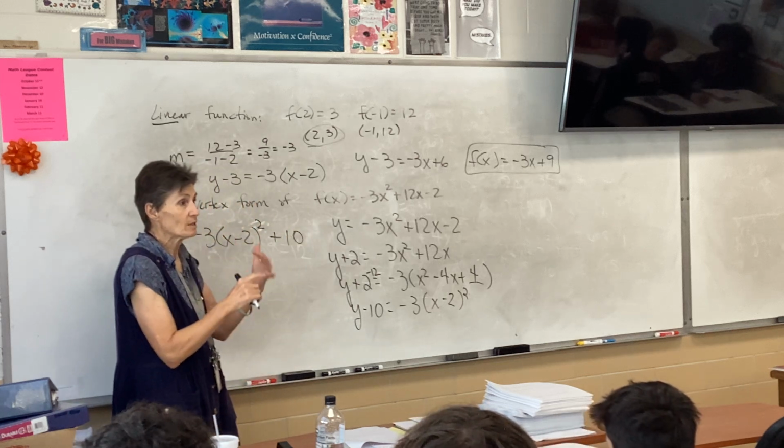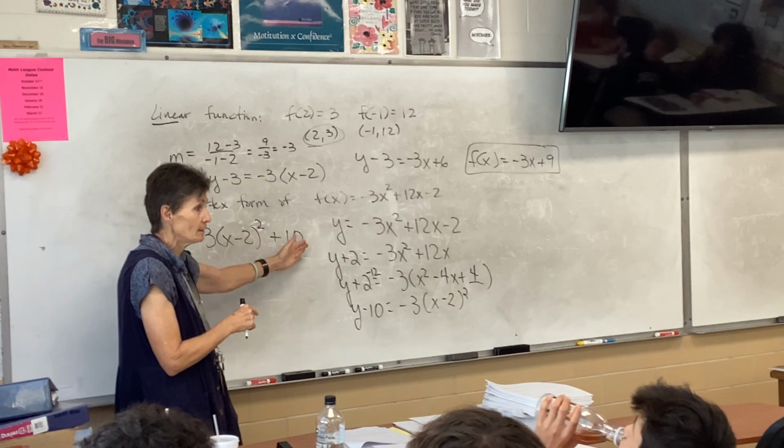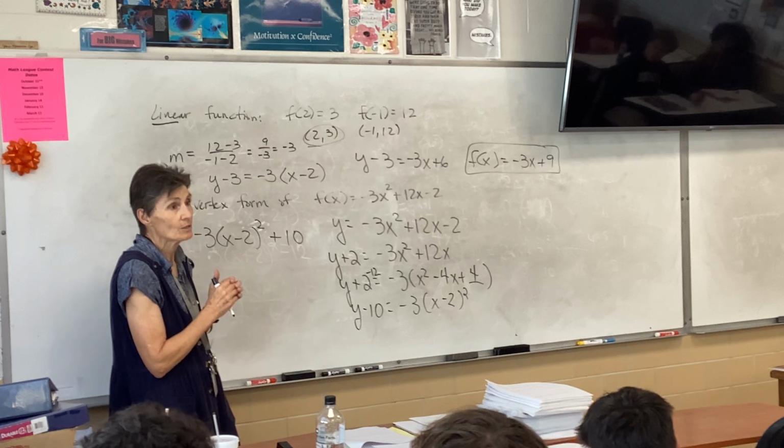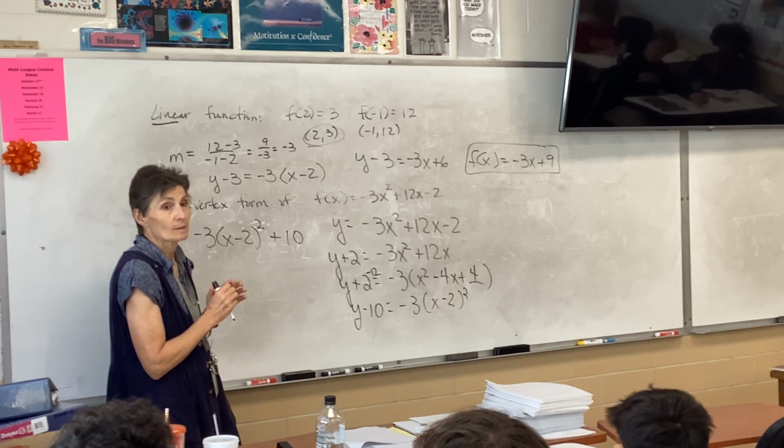So my vertex form is y equals -3 times (x minus 2) squared plus 10. So from there we could say our vertex is (2, 10). Axis of symmetry is x equals 2. And the direction of opening is down. Okay?